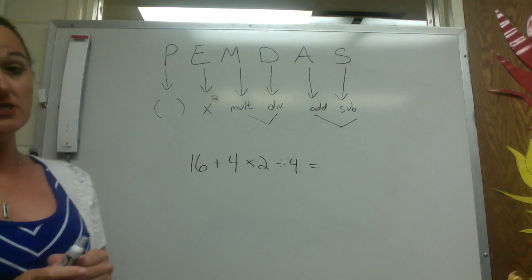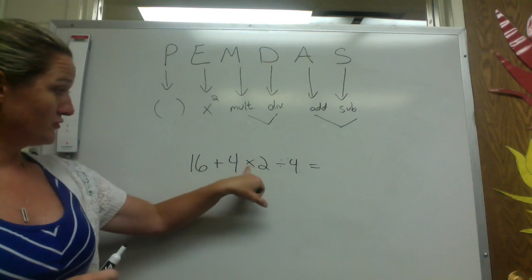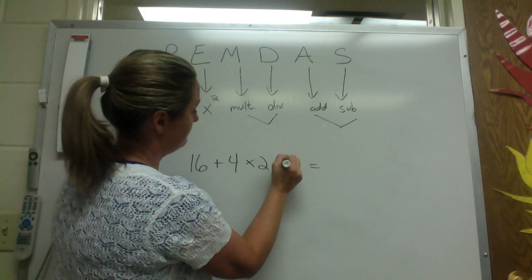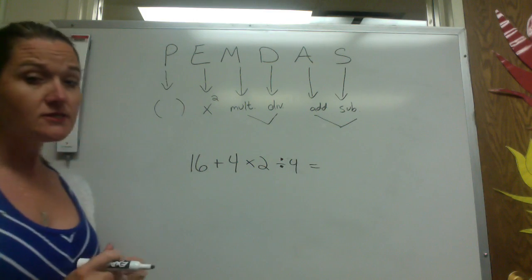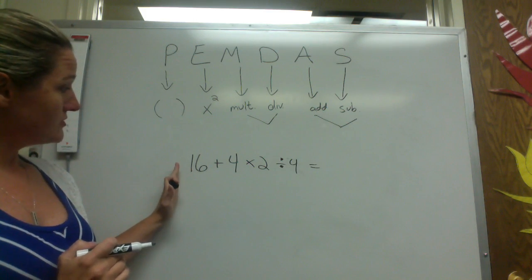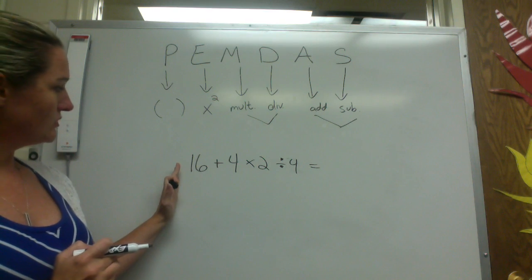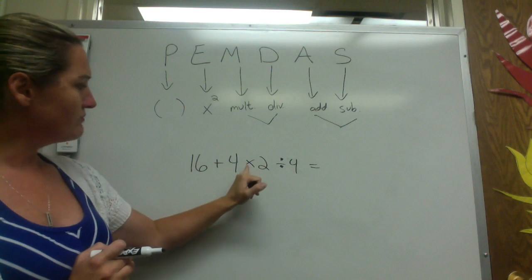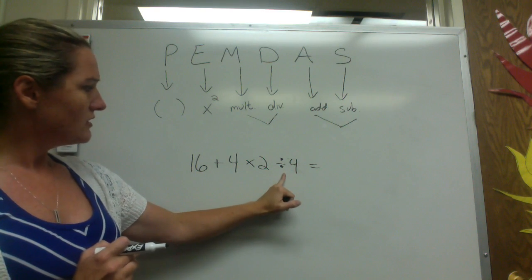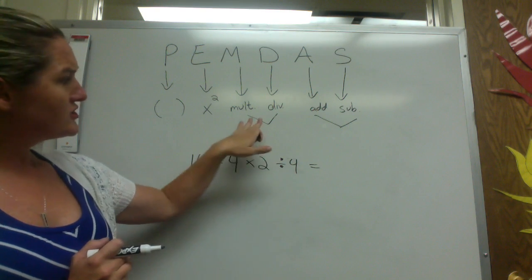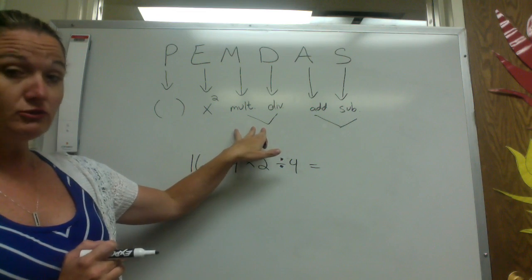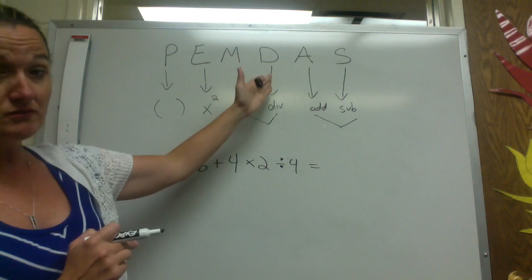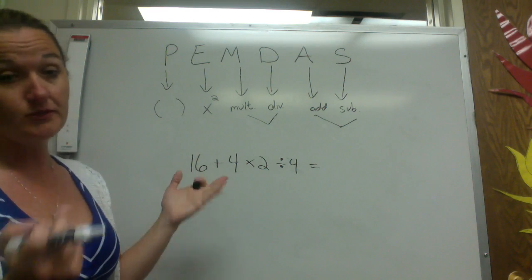Okay, so now we've got addition, multiplication, and division. Looking at this, what should we do first? Well, we know it's not the addition. The addition is way over there. Here we have multiplication and division. Remember what I said, multiplication and division are equal. So you don't necessarily have to do multiplication before division just because that's the way it's written in PEMDAS. That's just the way it is.